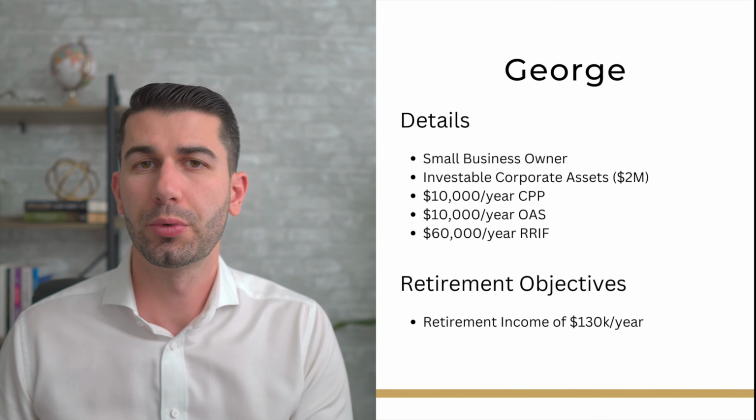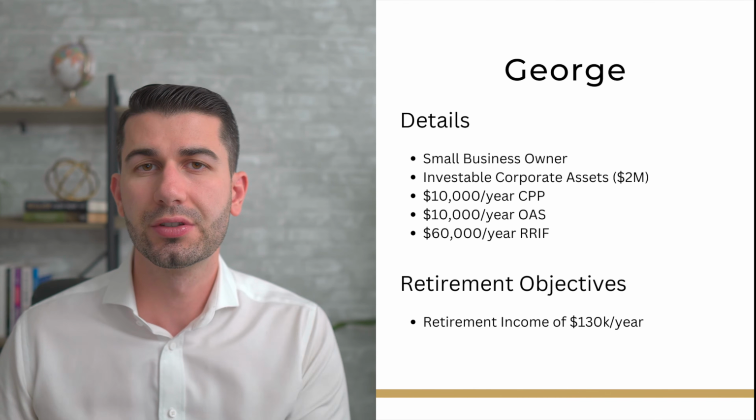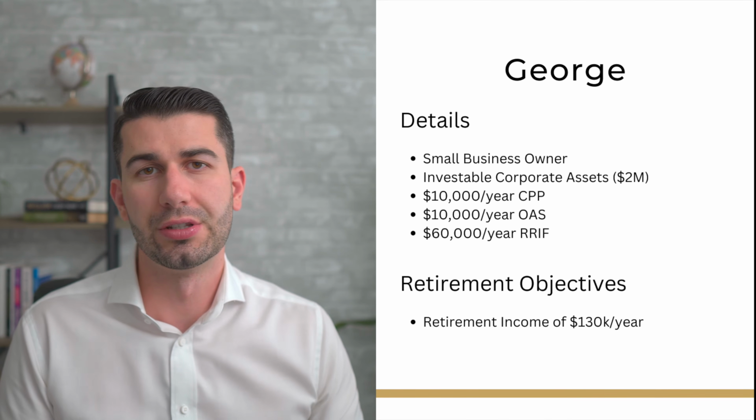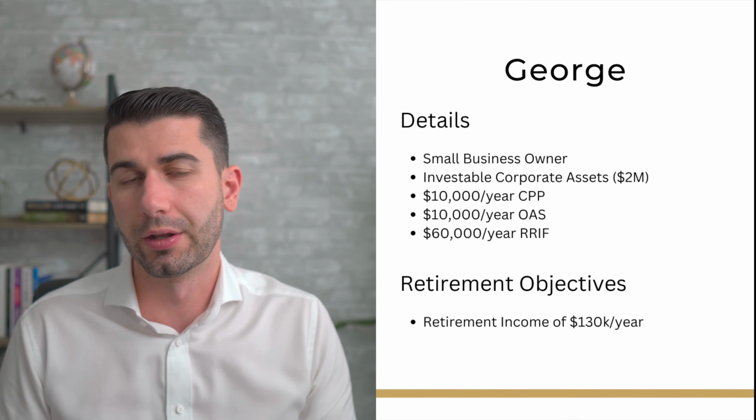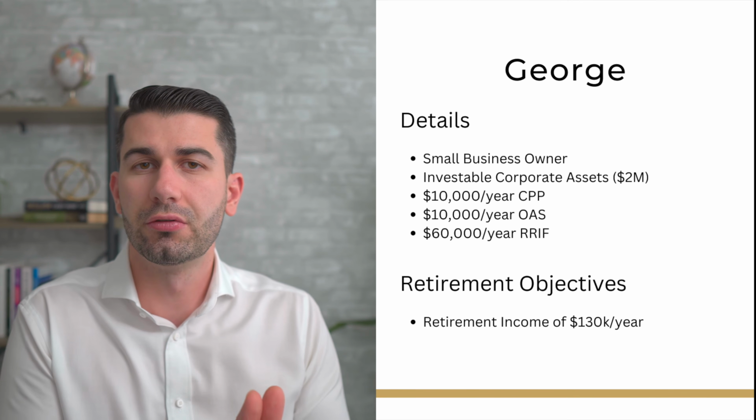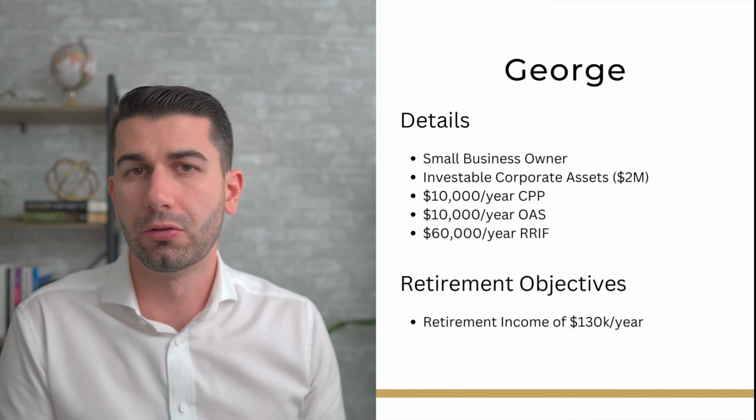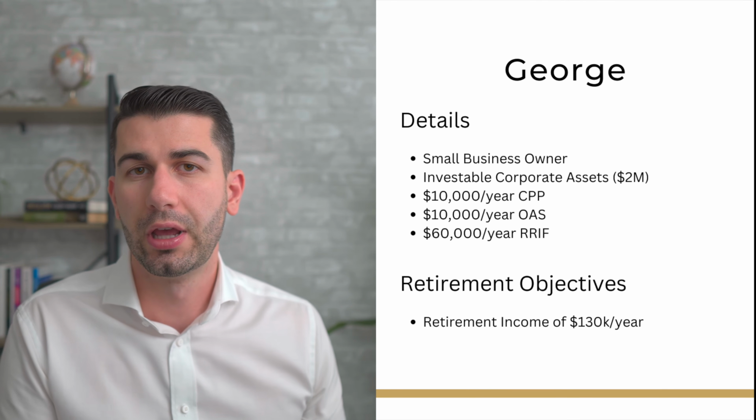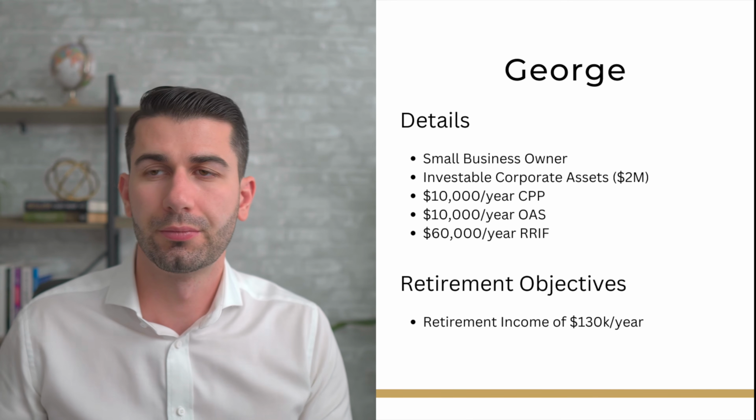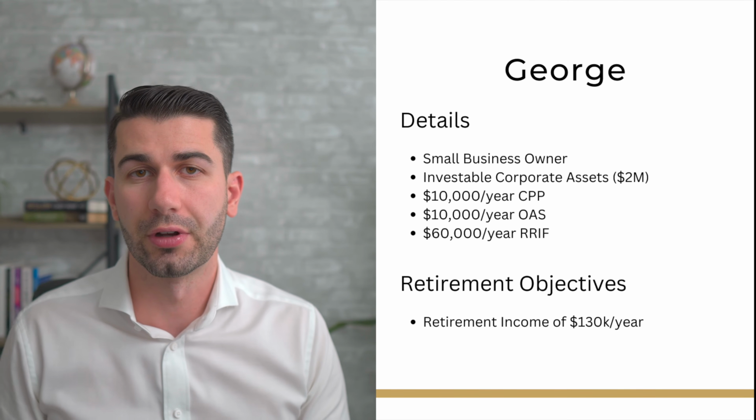All right, so putting it all together, let's go through one specific example so you can see exactly how it could benefit you by generating these capital dividends to be paid out to yourself personally. So in this example, let's discuss George, a small business owner. Inside his corporation, he has $2 million of investable assets, and outside of his corporation, he's getting CPP, old age security, and he has some RIF income. Let's assume his RIF income plus his CPP and old age security is about $80,000 a year, and he wants to spend $125,000, $130,000 after tax.